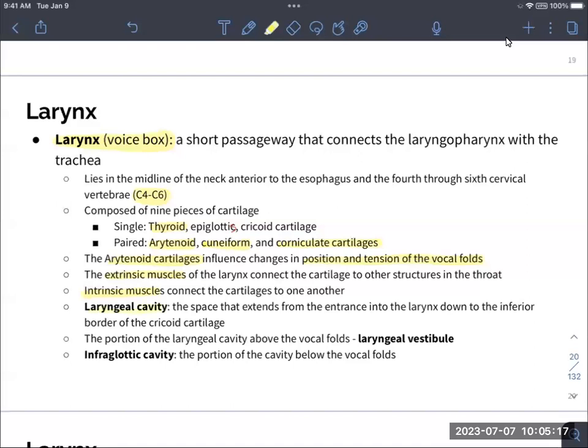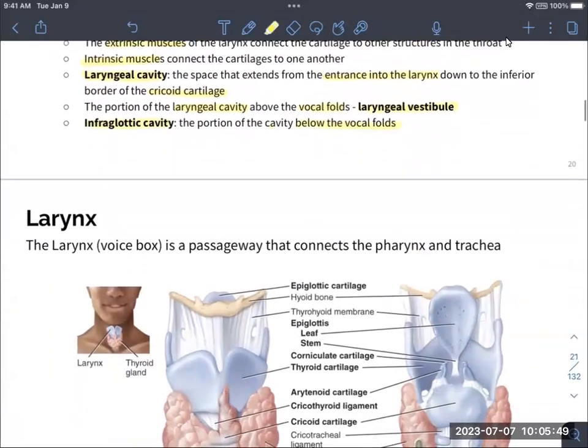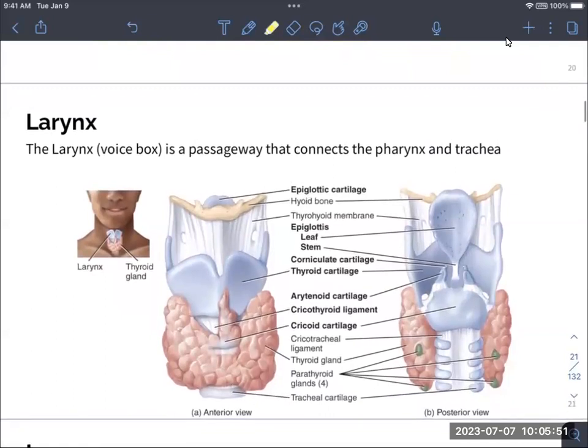We have the laryngeal cavity, which goes from the beginning of the larynx to the bottom of the cricoid cartilage. It's right above the vocal folds, and it's also known as the laryngeal vestibule. We have the infraglottic cavity, which is just below the vocal cords. So let's look at everything that is happening in here.